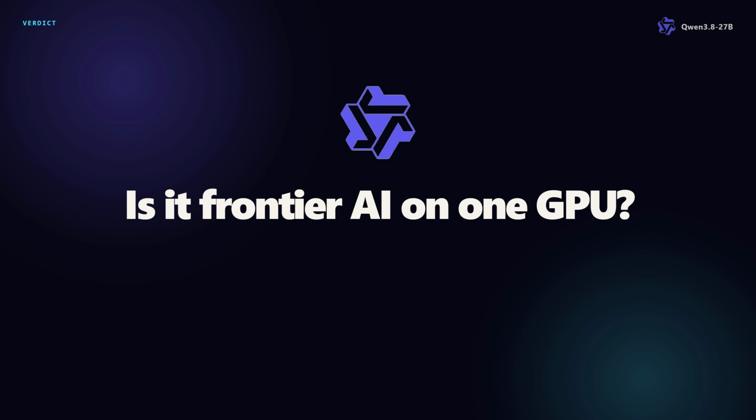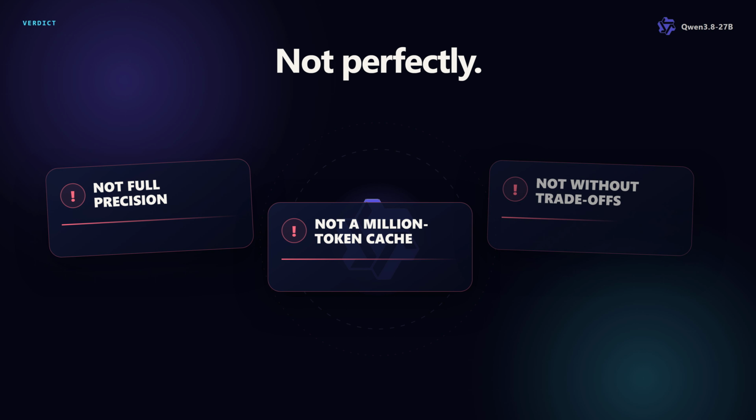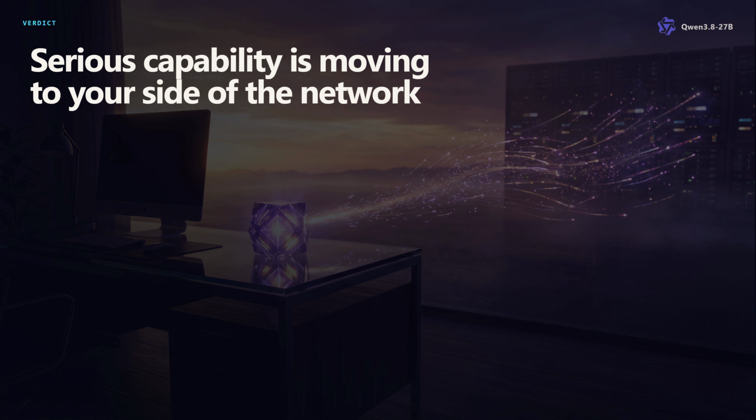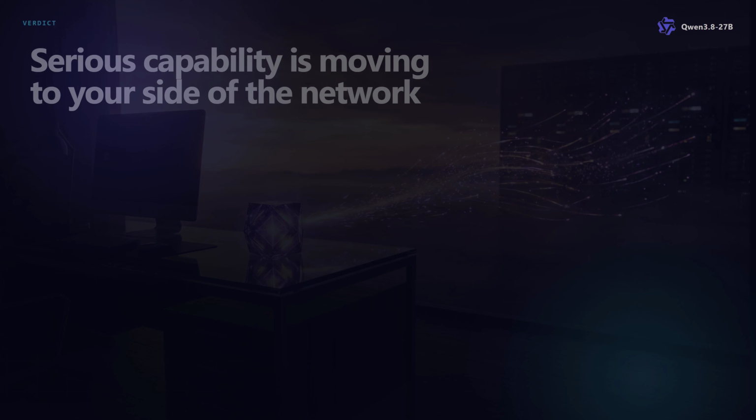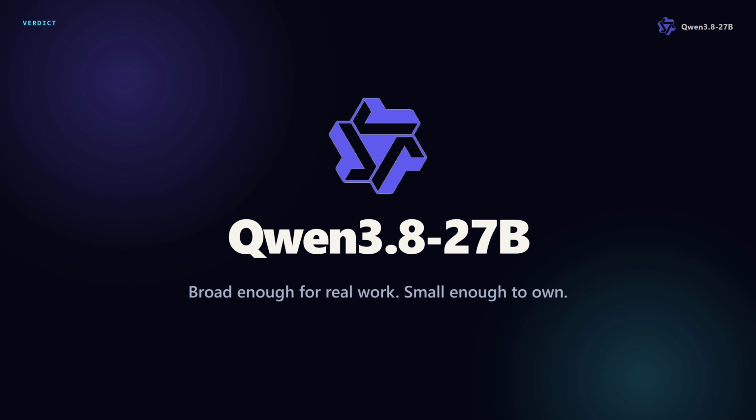So is it frontier AI on one GPU? Not at full precision, not with a million-token cache, and not without trade-offs. But it is close enough to the frontier, broad enough for real work, and small enough to live on your side of the network. That is why Qwen 3.8 27B matters.